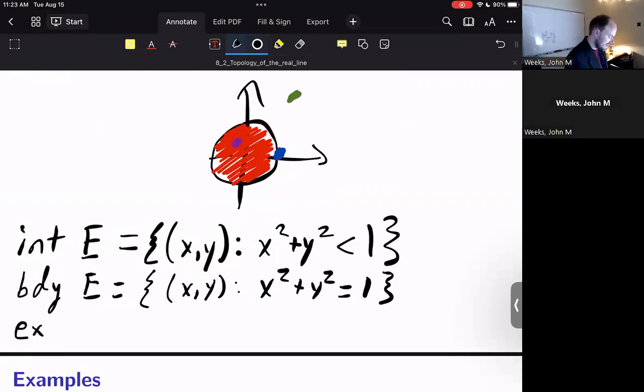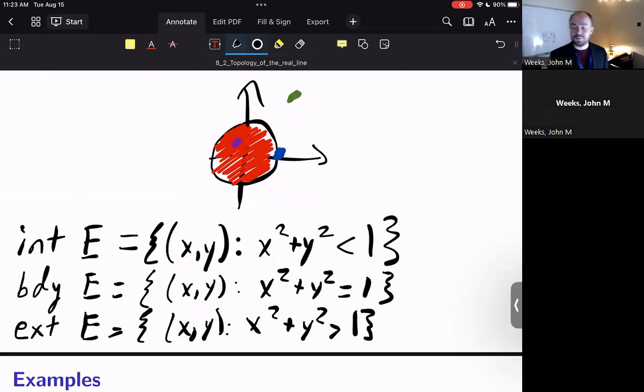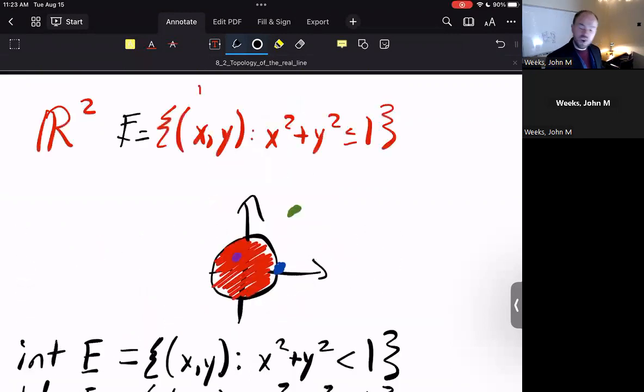And then I will say ext of E to be all of these points such that you're on the outside. x squared plus y squared is greater than 1 because for these points like those out here, you can draw little epsilon neighborhoods that are completely outside of our set E. So here is an R2 example.